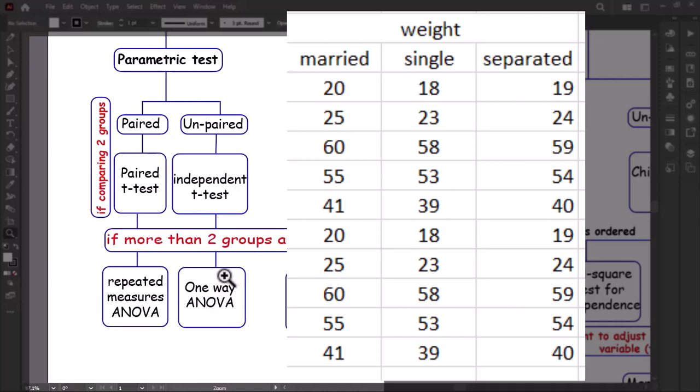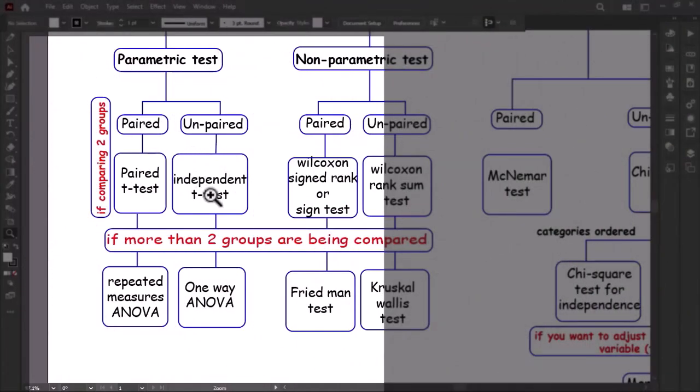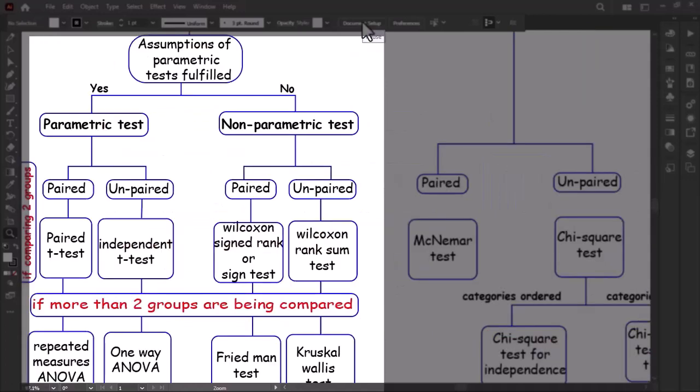ANOVA in full is analysis of variance. Look at ANOVA as an extension of t-tests. It is like doing several t-tests. Now, what if our data, when we tested for the assumptions of parametric tests, the normality, covariance, and the others, did not pass those assumptions? Then it would mean we would explore the non-parametric tests.